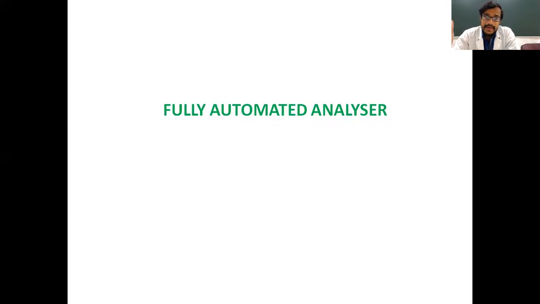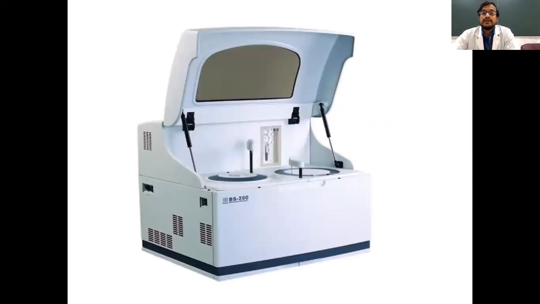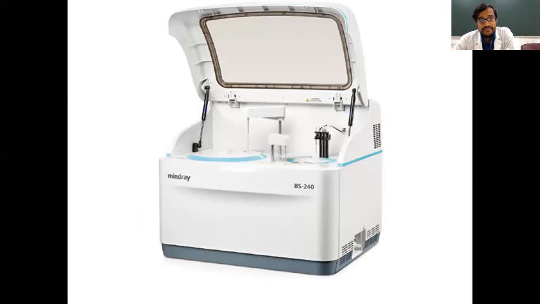After the colorimeter and the semi-auto analyzer, the fully auto analyzer is the more advanced form of analyzer, which will do all the steps by itself. So these are the fully auto analyzers. This also you had seen in the laboratory in early clinical exposure class. So these are different types of fully auto analyzers.